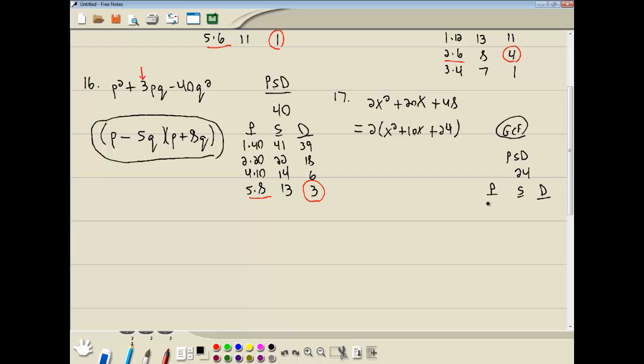Write down all products that give us 24. We got 1 times 24, 2 times 12, 3 times 8, 4 times 6. Want to add those. 1 plus 24 is 25, 2 plus 12 is 14, 3 plus 8 is 11, 4 plus 6 is 10. Difference column: want to subtract them, smaller from larger. 24 minus 1 is 23, 12 minus 2 is 10, 8 minus 3 is 5, 6 minus 4 is 2.